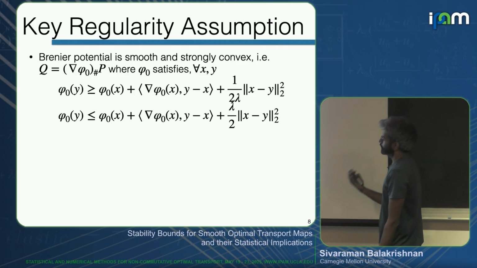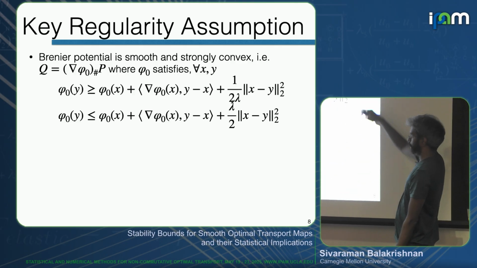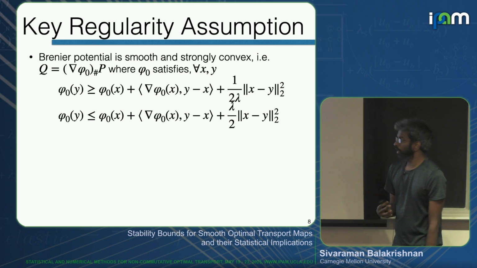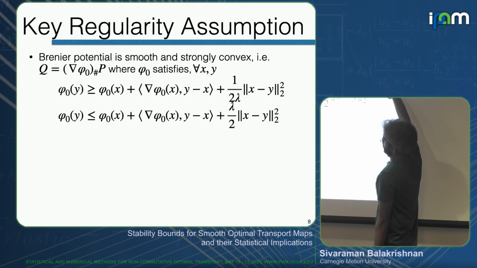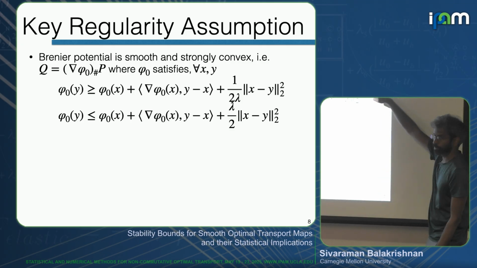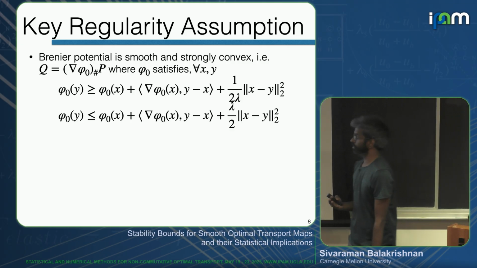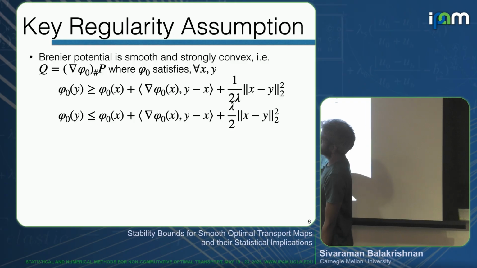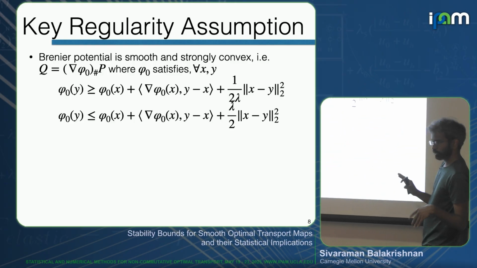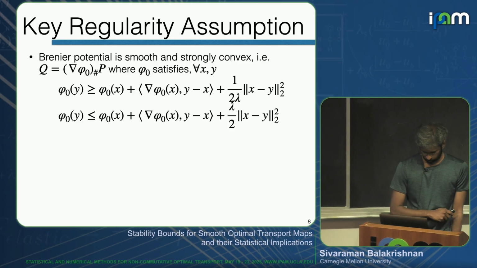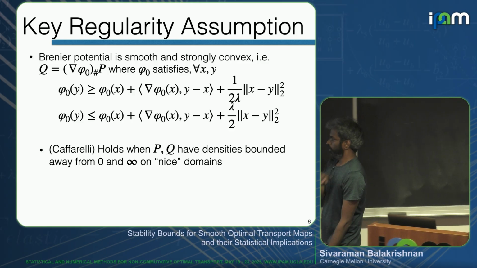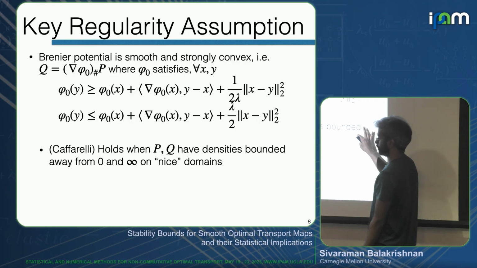And maybe you should contrast this a little bit with, for example, Alessio's talk, where he talked about when it is that you can conclude that the Brenier map satisfies regularity conditions like this, when you make some assumptions on the distributions P and Q. In contrast, we will just hypothesize that this is true directly. Okay, and again, this was maybe part of the content of Alessio's talk.